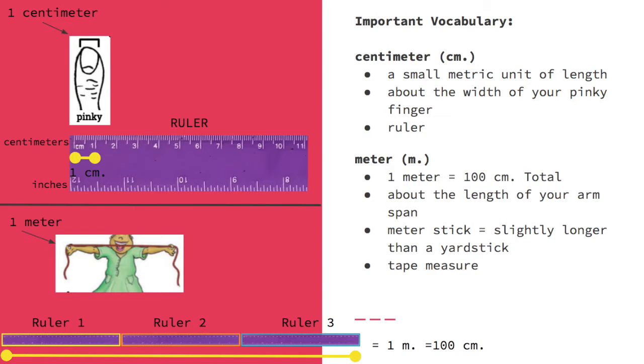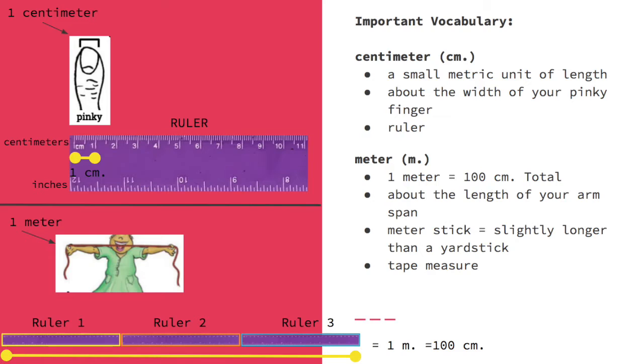On the left-hand side of your screen, you can see an image at the top of a pinky finger. It's labeled 1 centimeter to remind you that a centimeter is about the width of your pinky finger. It's not an exact measurement, it's an estimate, meaning it's really close. Below that image, you can see our classroom ruler, so I've labeled it ruler. Now, you might have noticed, I also flipped it around from yesterday, so now the centimeters are labeled on top and the inches are at the bottom.